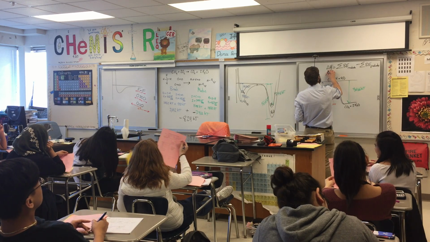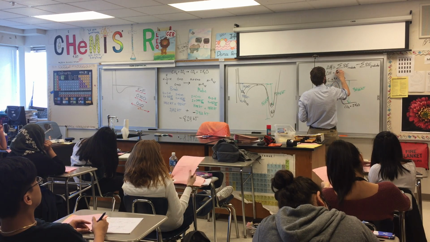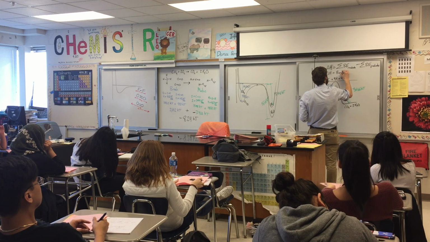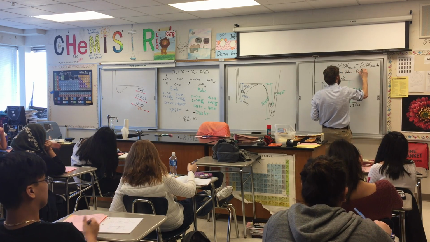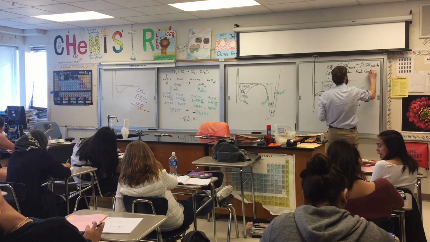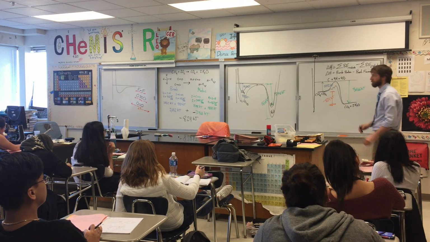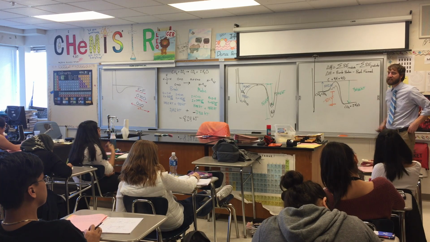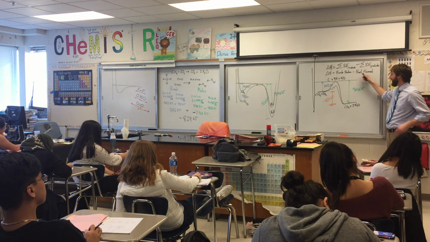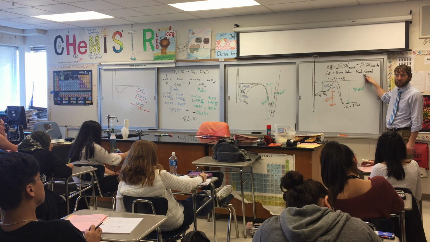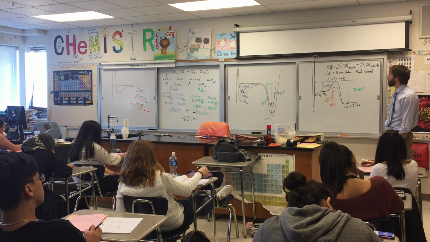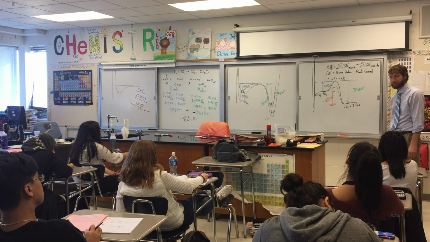The other way, sometimes people say, let's write it, bonds broken minus bonds formed. Let's add up the energy it takes to break the bonds. We'll subtract the energy that we get back out when we form our new bonds. That difference will give us the overall change for the reaction.